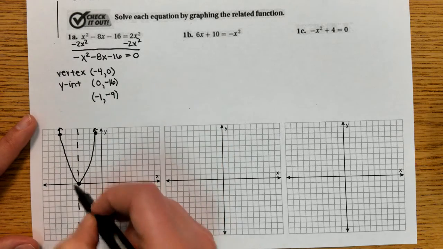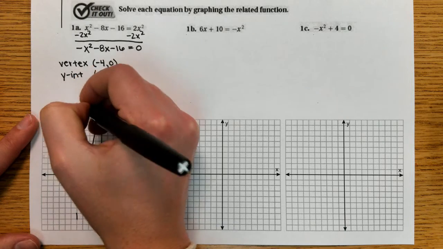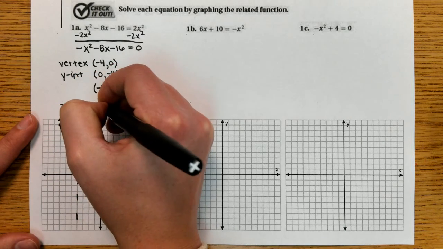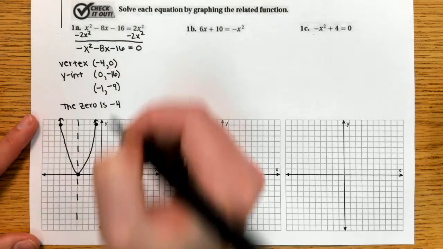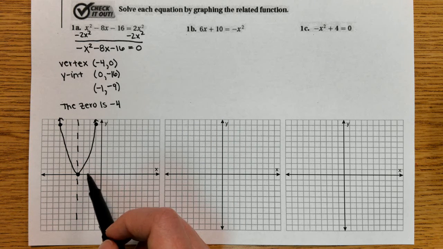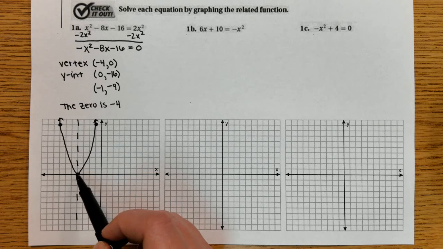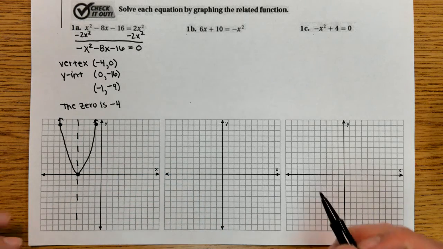And now you'll see that it just crosses the x-axis at one point. So here, the 0 is negative 4. Now you can get some more points. You can do negative 2 and negative 3 if you want, but this is just approximation for now to show that there's only one 0 in this case.